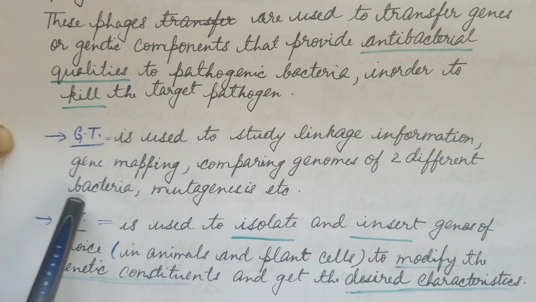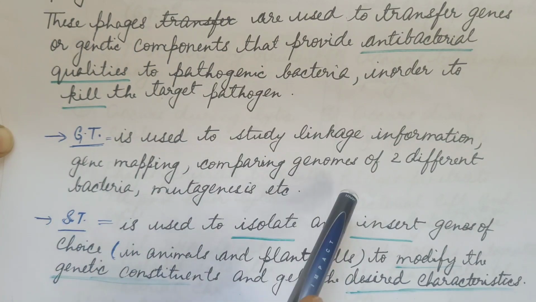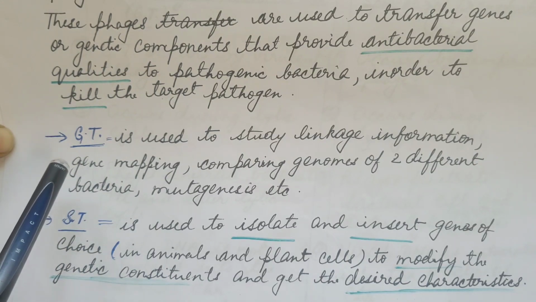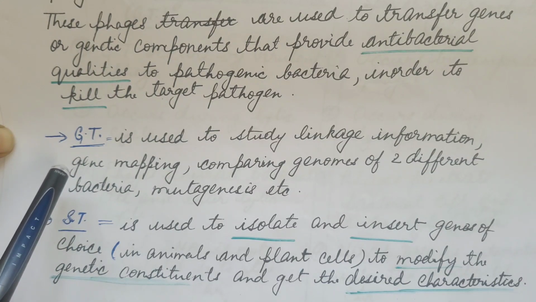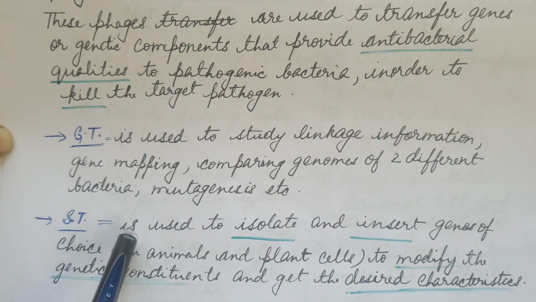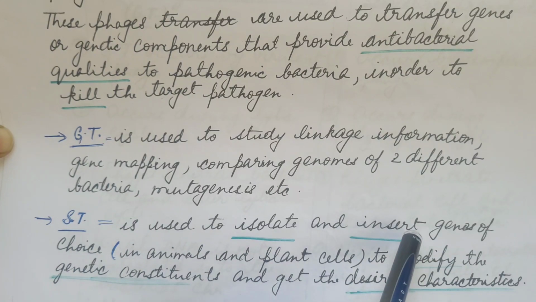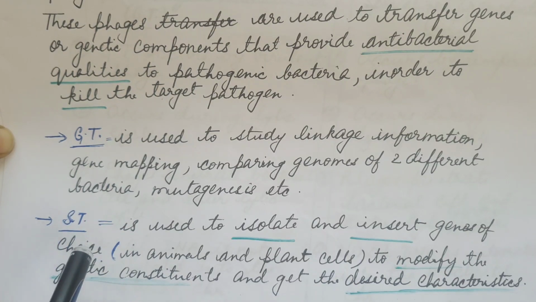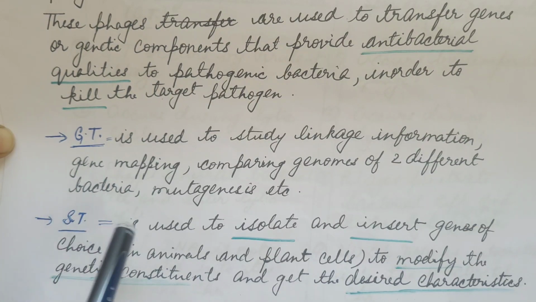If we talk about generalized transduction, it is used to study linkage information, gene mapping, comparing genomes of two different bacteria, mutagenesis, etc. This is because in generalized transduction, a random fragment of bacterial DNA is transferred from donor bacteria to recipient bacteria. Specialized transduction is used to isolate and insert genes of choice in animal and plant cells to modify the genetic constituents and get desired characteristics. In specialized transduction, specific genes are transferred from donor bacteria to recipient bacteria.